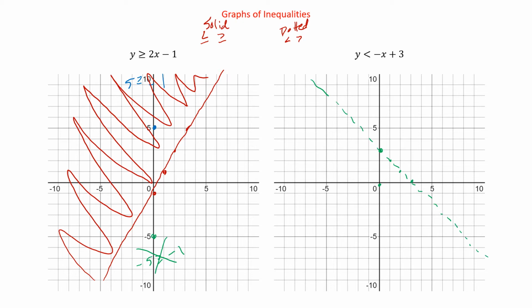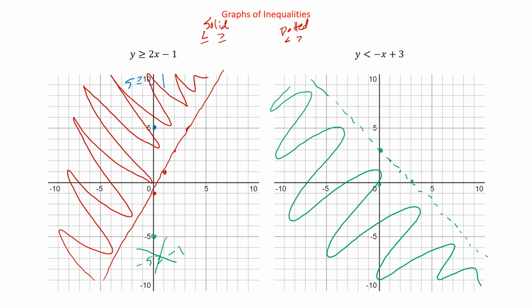Is 0 less than 0 plus 3? Is 0 less than 3? Yes, 0 is less than 3. So we would shade that side. If we plugged in a different point, like say we plugged in 0, 10, 10 is not less than 3. So we would not shade that side.